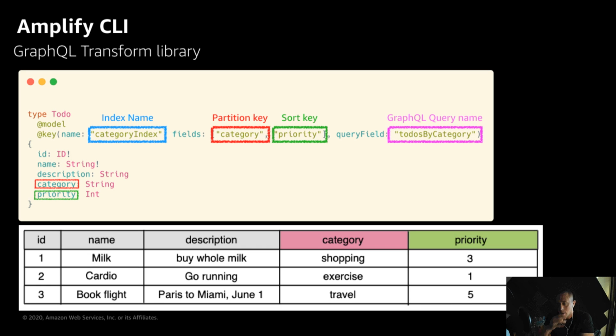So let's take another look at this table. We have a partition key of category. So we're now saying we're going to be able to now query to-dos by category. So we can now just say, okay, we want to get all of the to-dos that equal shopping.